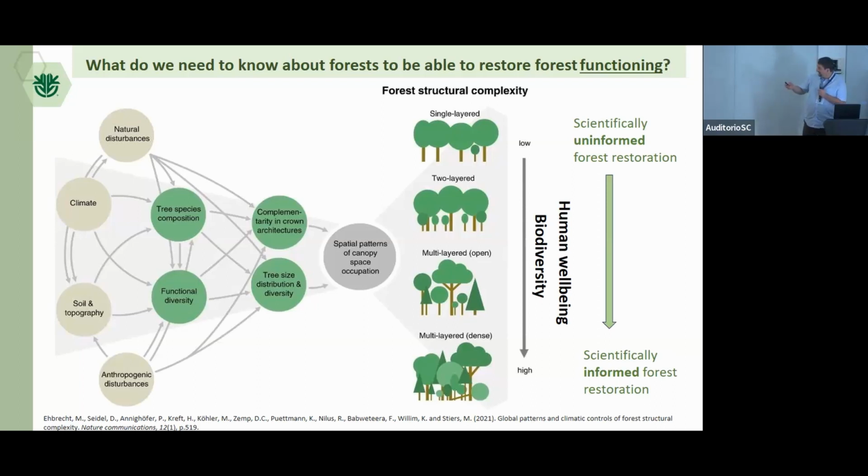And as I say on the right side here, scientifically uninformed restoration usually only gives you a very simple forest. So a single-layered canopy or a plantation forest, but definitely not a multi-structured or multi-layered canopy. And as we all know, human well-being and biodiversity rely on really multi-layered dense forests. And we just heard this morning about the quetzal in Guatemala. Of course, the bird needs a healthy, functional forest ecosystem.